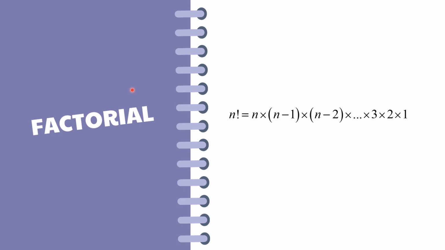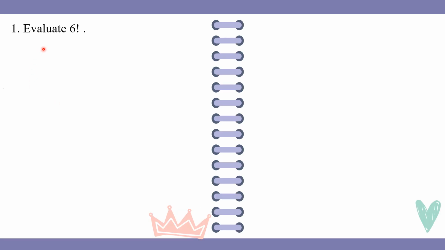It starts with factorial. N factorial is defined by the multiplication of all the whole numbers from 1 to n together. First, we will evaluate 6 factorial. 6 factorial will be equal to the multiplication of all the whole numbers from 6 to 1. And when you press your calculator, you'll get 720.